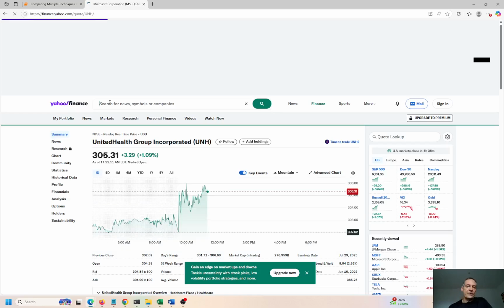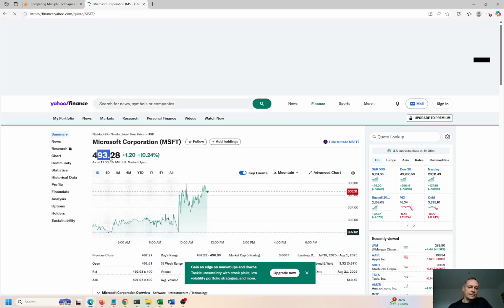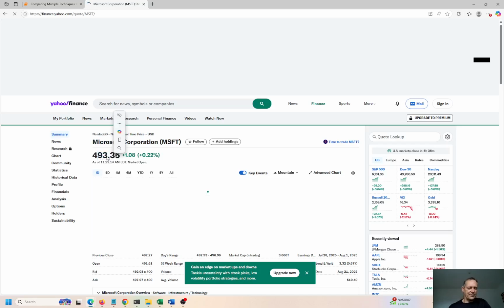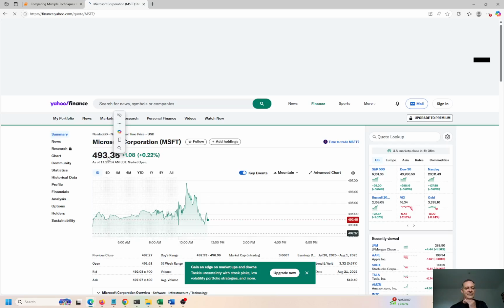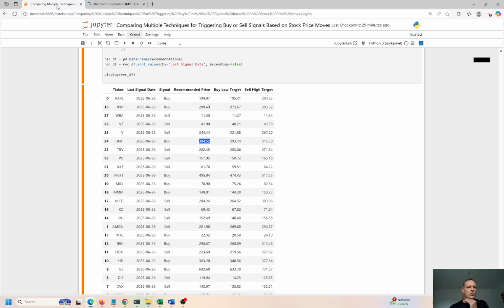Microsoft 495. Oh, wow. Oh, yeah. Okay. Didn't refresh. I was like, whoa, what the hell? That's a guaranteed buy. That's a definite buy. 493. Right in the sweet spot, right? But if it goes below this, we buy it. If it goes above that, sell it.